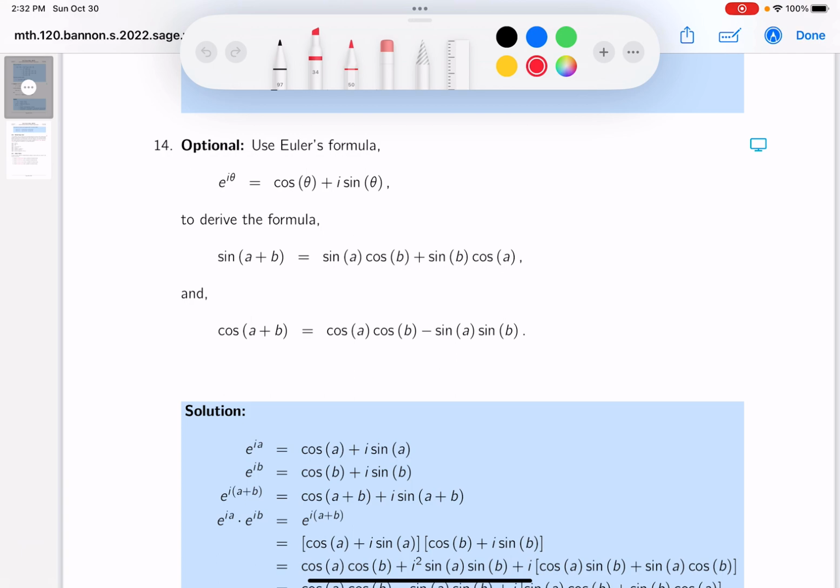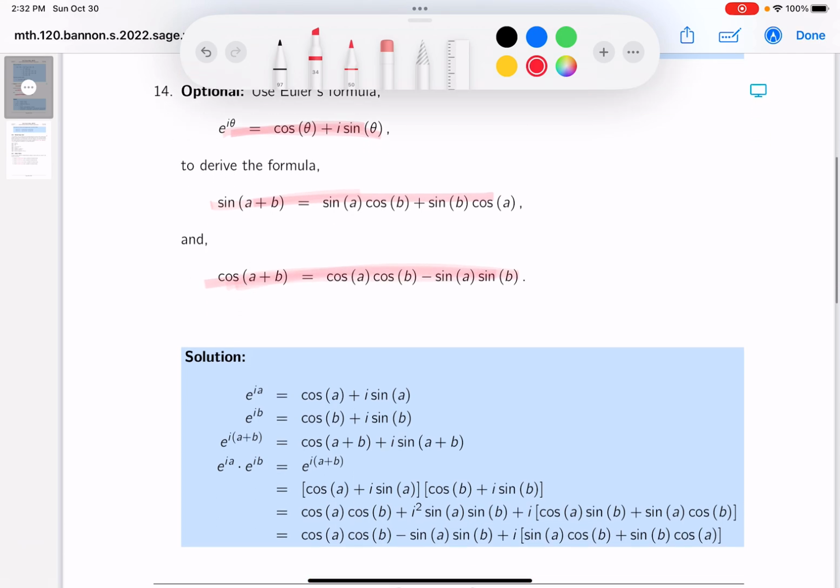Okay, Euler's formula, they're giving it to you. They're saying use that to derive this over here and this. All right, so what I would recommend you do is write down Euler's formula for those angles. A couple different things you got to do. You got to do e to the iA.